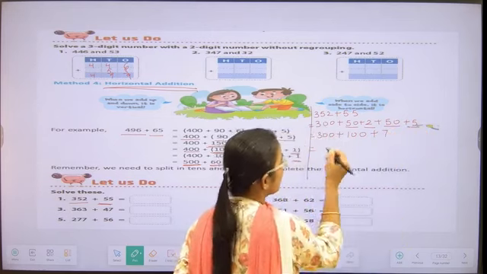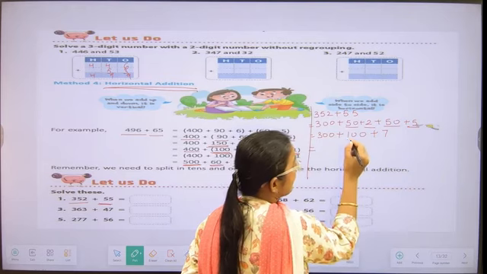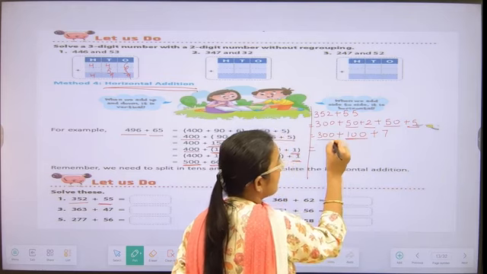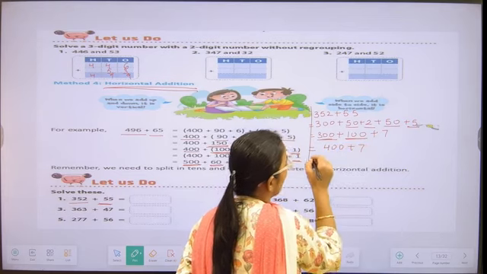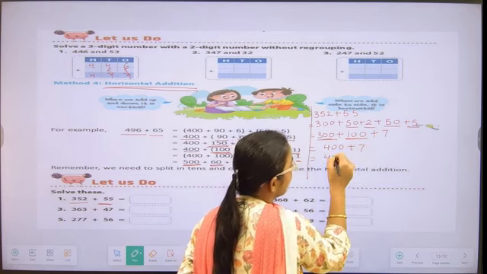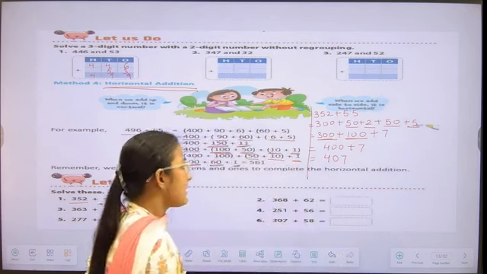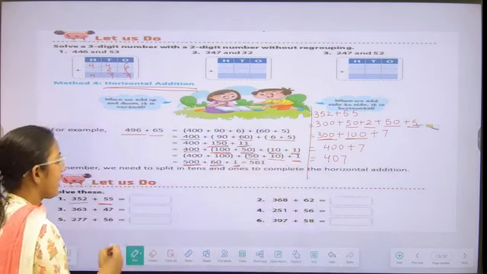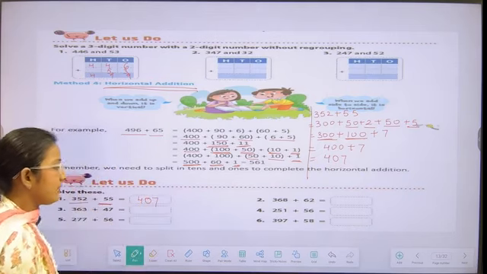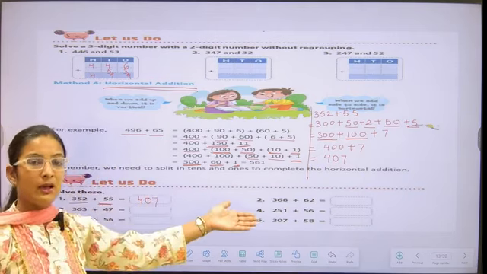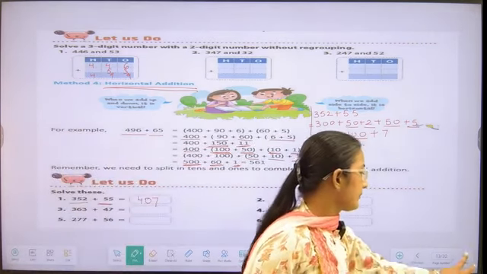Now student, 10 tens will make 100. So 300 and 100 will make 400, and 7 ones. So 407 will be our sum, student. So we can say that we are having a sum of 407. Similarly, you can attempt the other parts also.